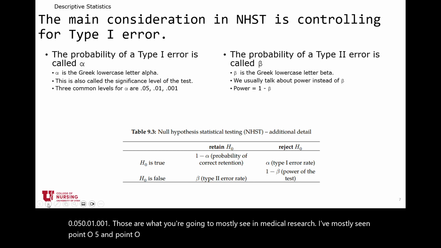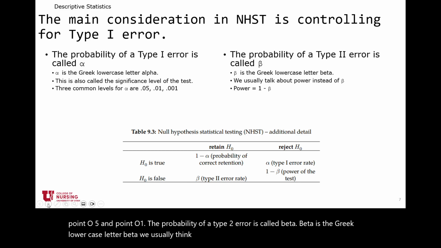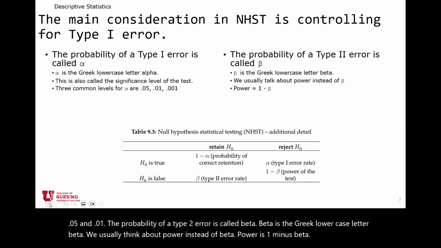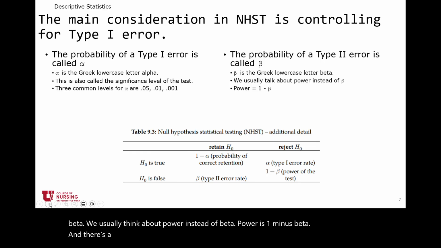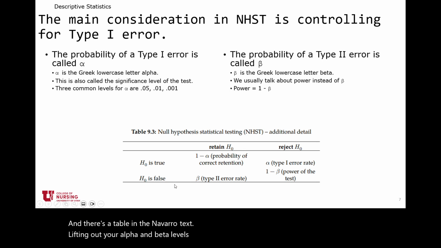The probability of a type 2 error is called beta. Beta is the Greek lowercase letter beta. We usually think about power instead of beta. Power is 1 minus beta. And there's a table in the Navarro text listing out your alpha and beta levels with your null hypothesis.